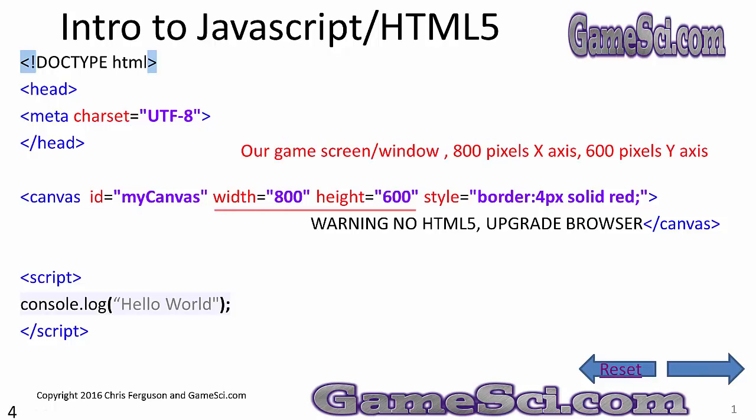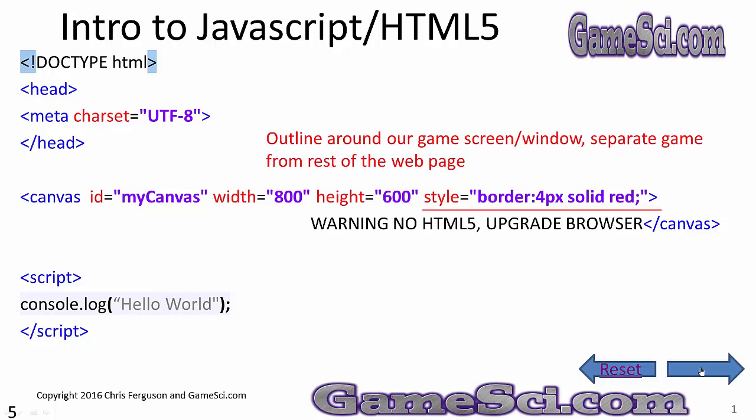Width equals 800, height equals 600. Again, this is our game window screen. What we're saying is we want 800 pixels on the x-axis and we want 600 pixels on the y-axis. We're going to play this game in an 800 by 600 space on the x and y-axis. To be clear, we're doing a two-dimensional game here, so we need an x-axis and we need a y-axis. And that's where we're setting up the width and height of our game window.